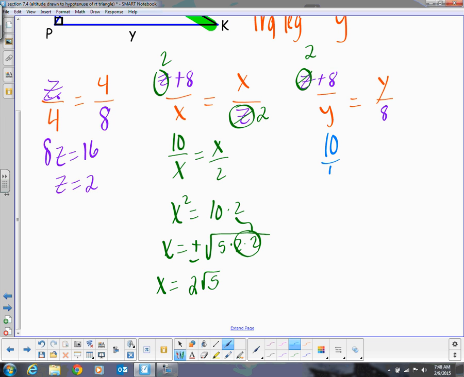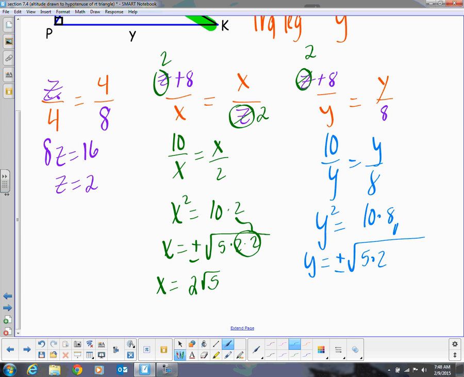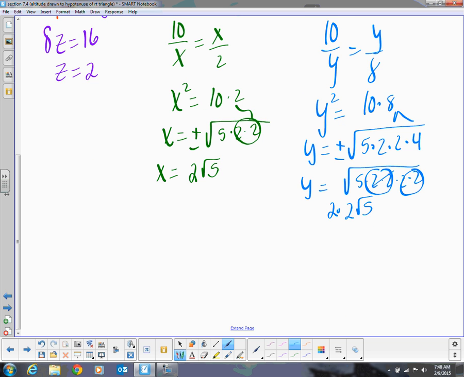So we're going to have 10 over y is equal to y over 8. Y squared equals what? 10 times 8. On the square root, what are the factors of 10? 5 times 2. What are the factors of 8? 2 times 4. What are the factors of 4? 2 times 2. So now when we go to simplify, what was multiplied by itself? 2. What else was multiplied by itself? 2. So that's going to be 2 times 2 square root of 5, or 4 square root of 5.